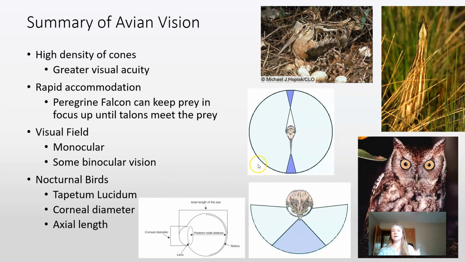So monocular vision is going to be really important. Like, what's the field of view? So more monocular vision, larger field of view. Birds like the snipes and woodcocks are eaten by a lot of things, so they have a very narrow range of binocular vision, this dark blue area, and they have a large range of monocular vision so that they can see predators coming.